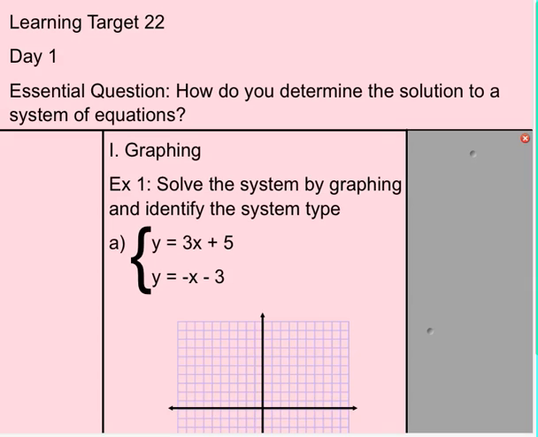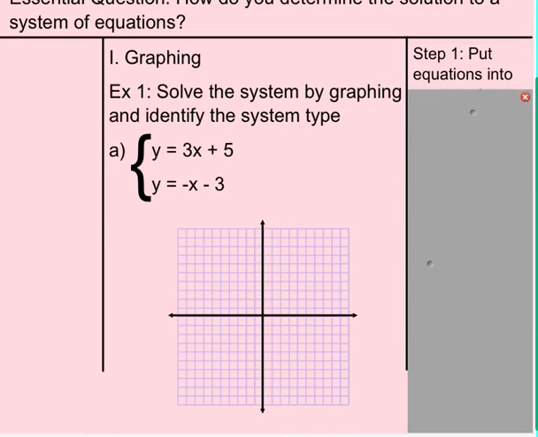There are 3 different ways to solve a system. One way is by graphing. So put the equations into slope-intercept form. In this case, both of our equations are already in slope-intercept form, so we graph.